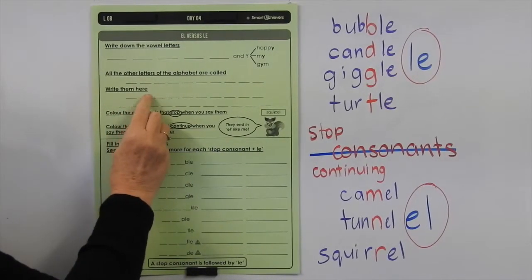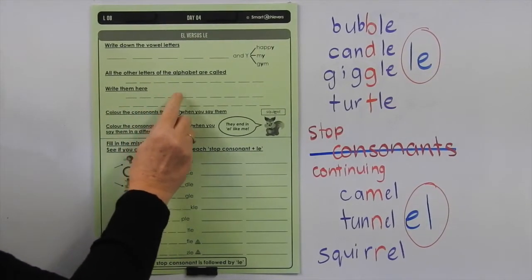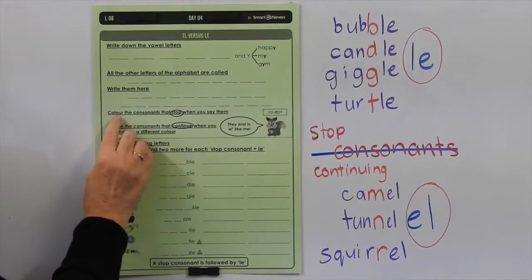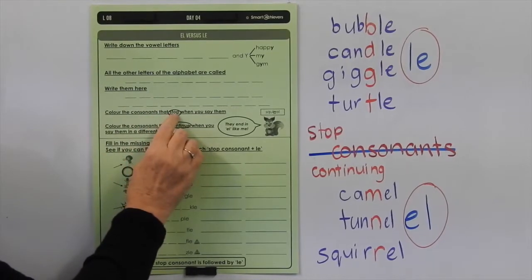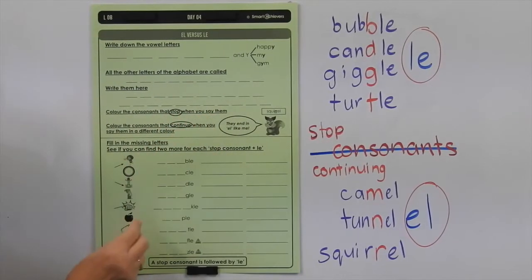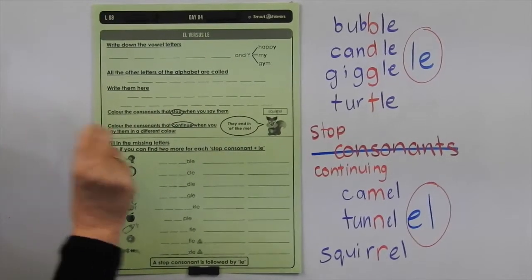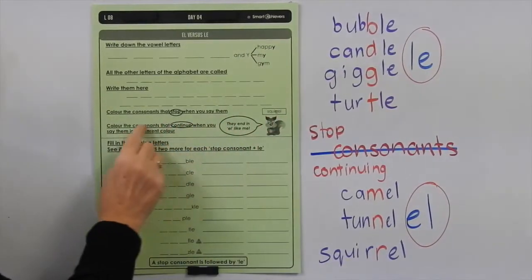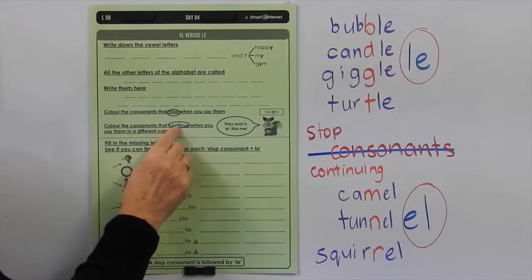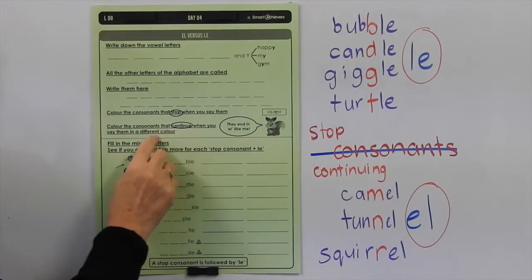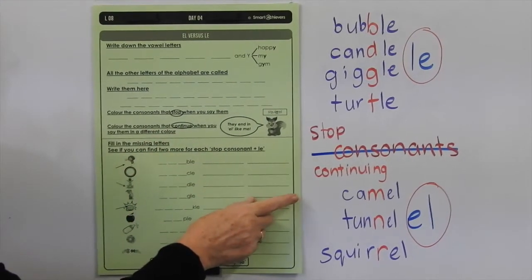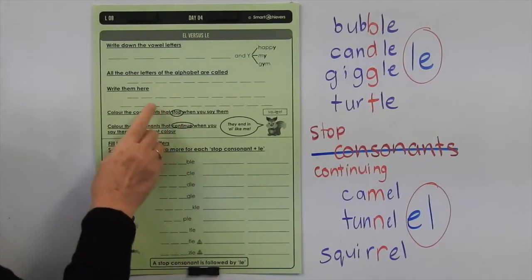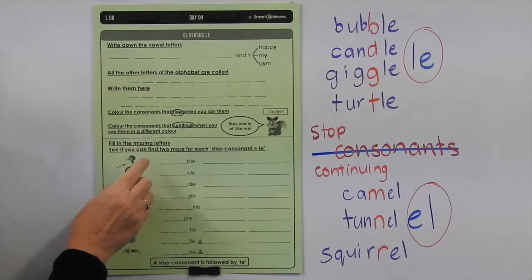So B, C, D, leave out E, F, G, H, leave out I. You can finish that off. Colour the consonants that stop when you say them. So stop means they'll stop straight away, like B, D, G, T. And then colour the consonants that continue in a different colour. So they're ones like... So you can do that on your own.